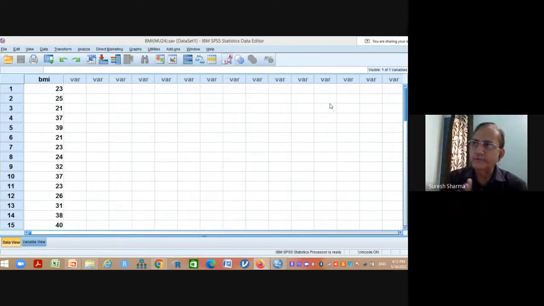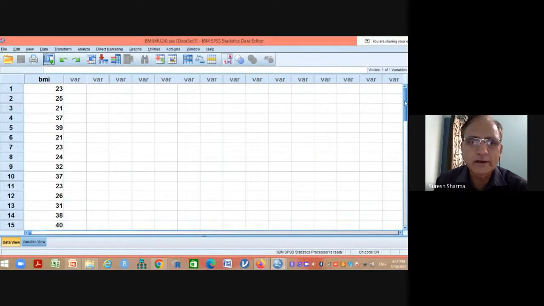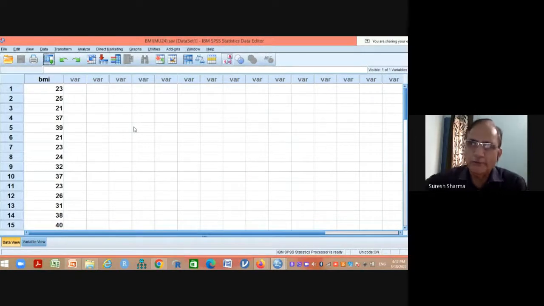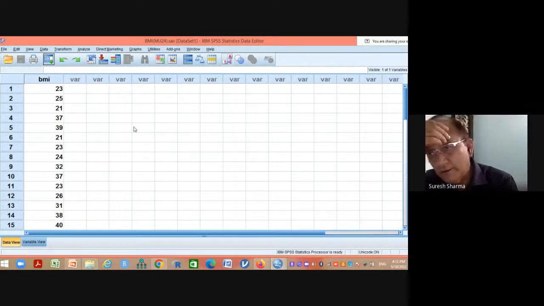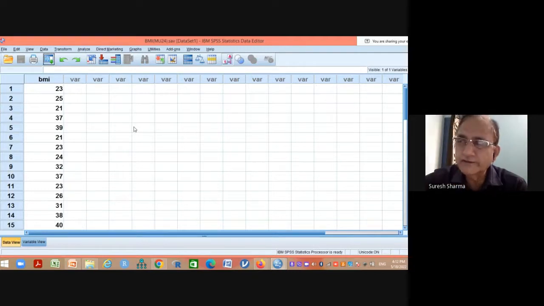So he has computed the BMI levels, and these are their BMI levels. The first person has BMI 23, then 25, 37, 39, and so on. So he has taken a sample of our people and computed their BMI. Now what is the problem? He wants to check whether this population has a normal tendency of BMI levels, or people are moving towards obesity, or towards an overweight problem, or they are having an underweight problem.